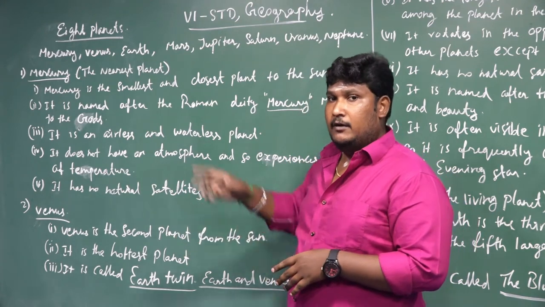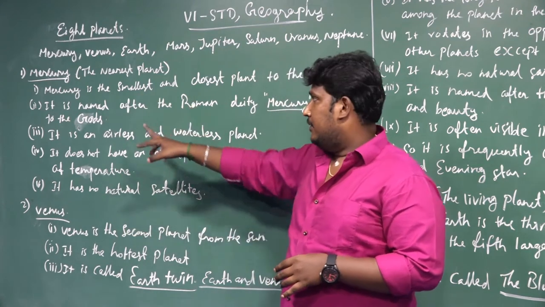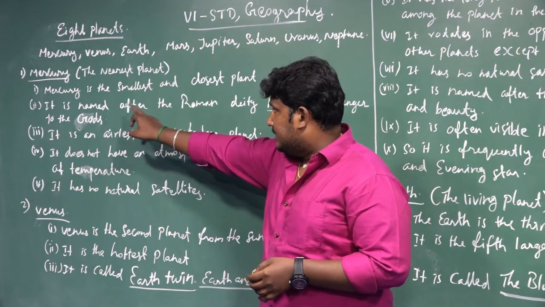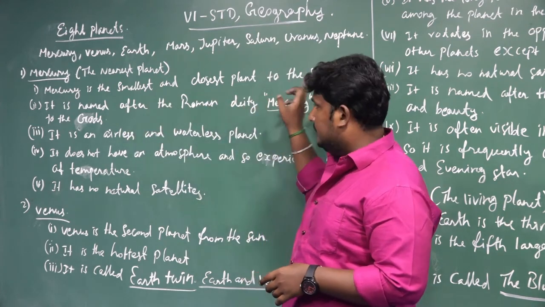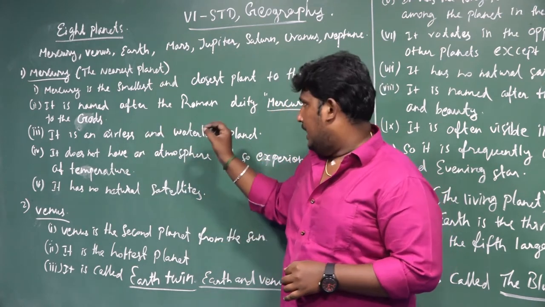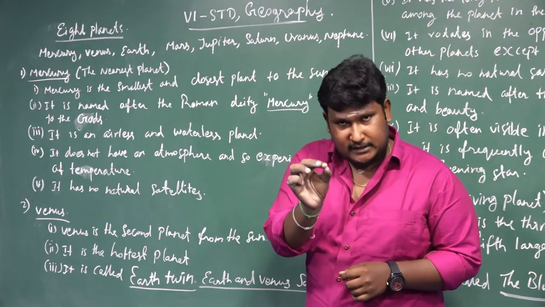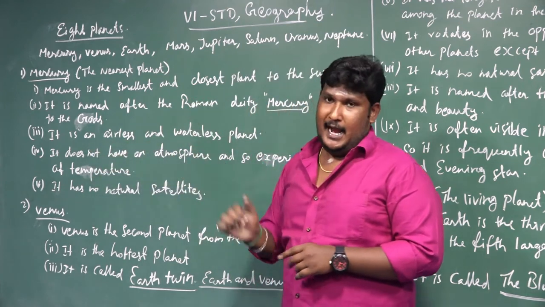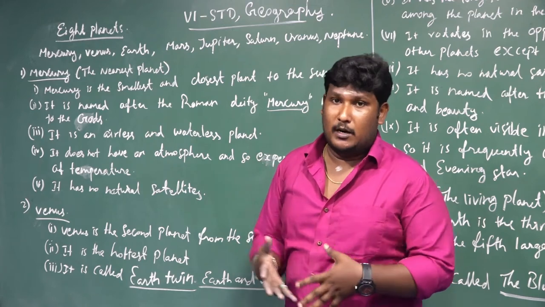Again I explain it once. Mercury is the nearest planet to the Sun. Mercury is the smallest and the closest planet to the Sun. It is named after the Roman deity Mercury. Mercury means the messenger of God. It is an airless and a waterless planet.